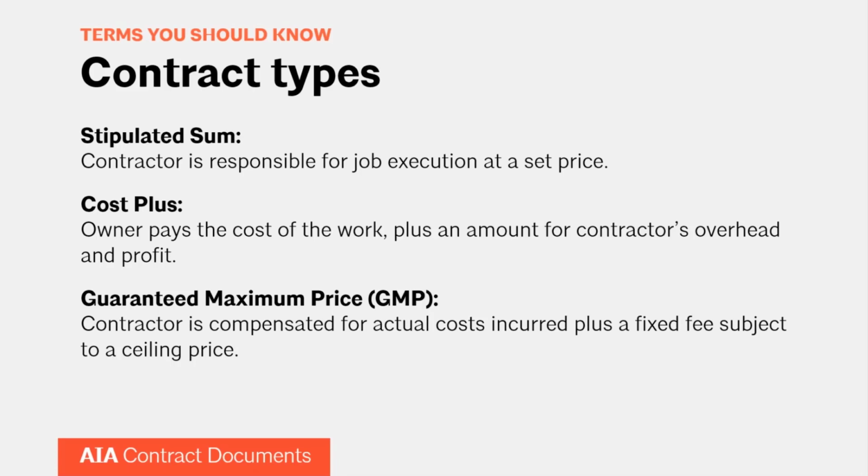Cost plus contracts can come either with or without a guaranteed maximum price or a GMP, and this just means a price ceiling. So you can have a cost plus contract with a GMP or a cost plus contract without a GMP. But these are three main and very important differences in terms of different contract types.